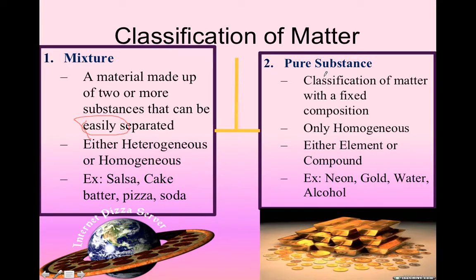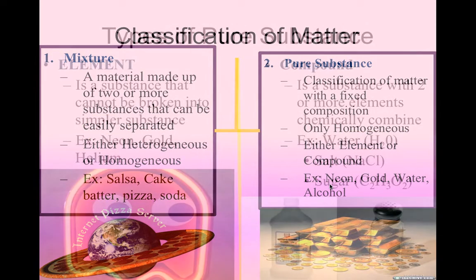Okay? Now, a pure substance is one that has a fixed composition. That means it has its own unique structure. So when I look at a pure substance, it is only homogeneous. A pure substance would be elements that you find on the periodic table or compounds like the sugar and salt that we had out there as well. Examples: neon, gold, water, which is a compound, and rubbing alcohol, which is a compound as well.